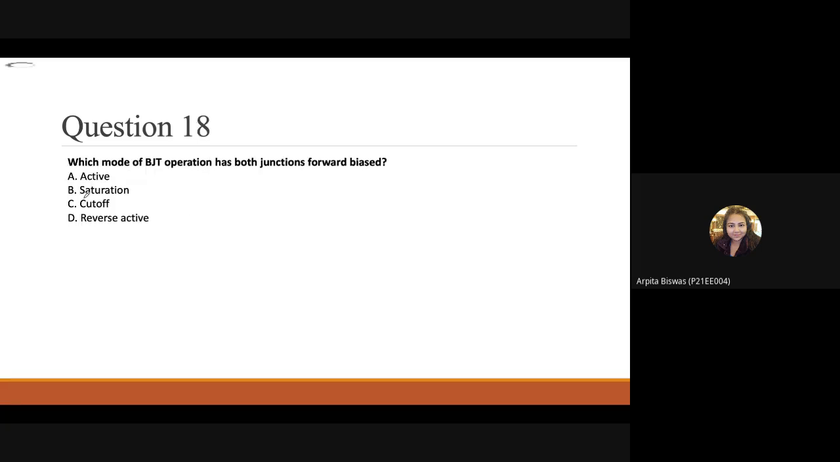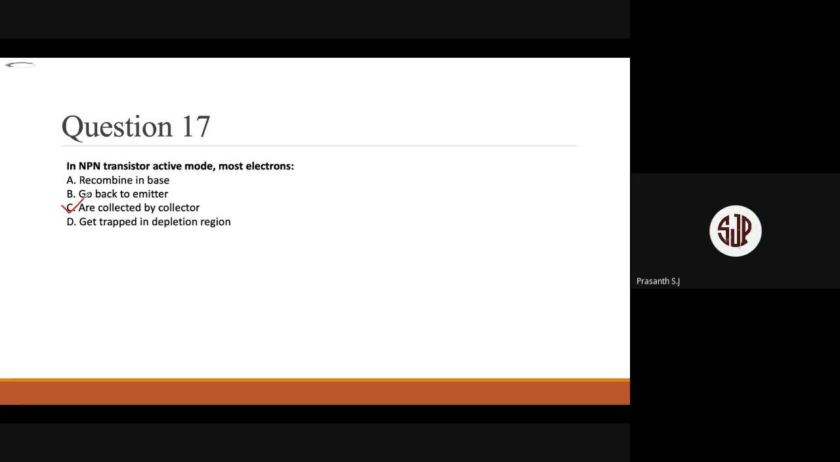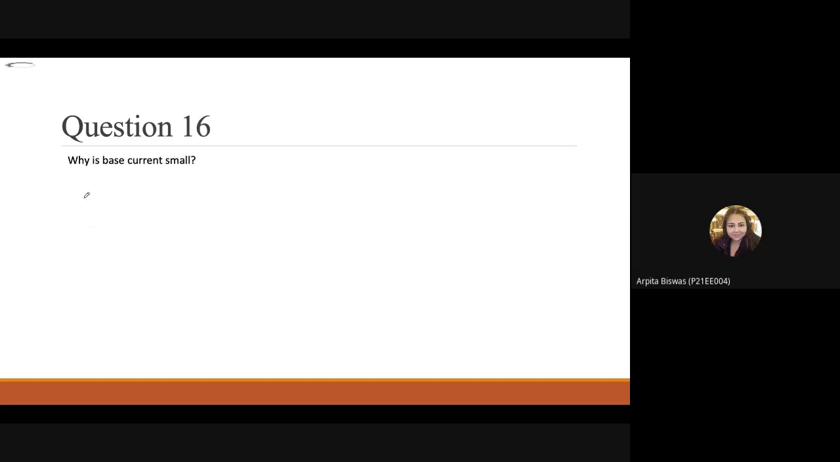Good. So this is question number 18. In the previous question, you asked what is the reason for the base current to be very small, right? Can anybody answer the reason why? Yes, ma'am, let me explain.